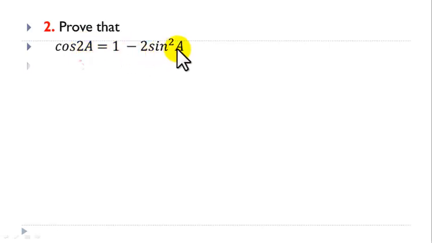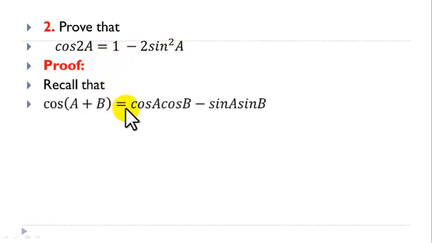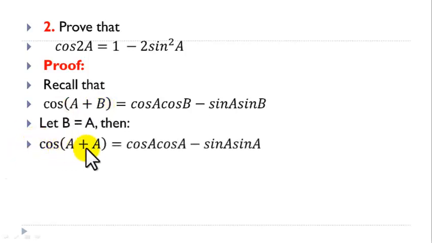2. Prove that cos 2a is equal to 1 minus 2 sin squared a. Proof. We recall that cos(a + b) is equal to cos a cos b minus sin a sin b. Let us put b equals to a, then cos(a + a) is equal to cos a cos a minus sin a sin a.